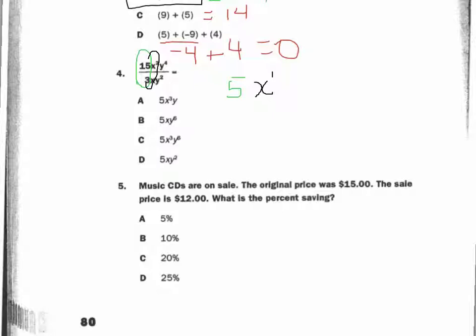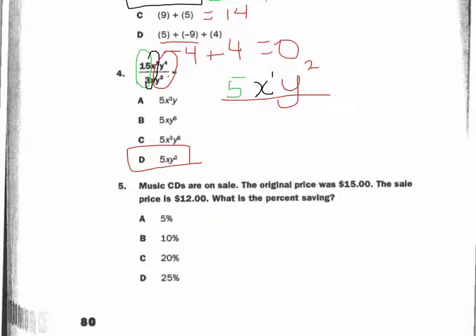And now the y's. Who's bigger, top or bottom? Top. So your answer stays on top. How much is it bigger by? 4 minus 2 is 2. And this is your answer, 5xy squared. You don't necessarily have to have the 1 exponent. So your correct answer is D.